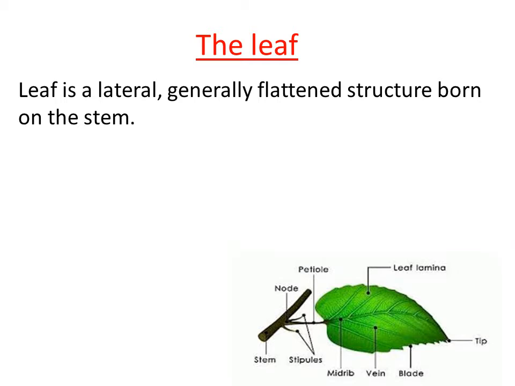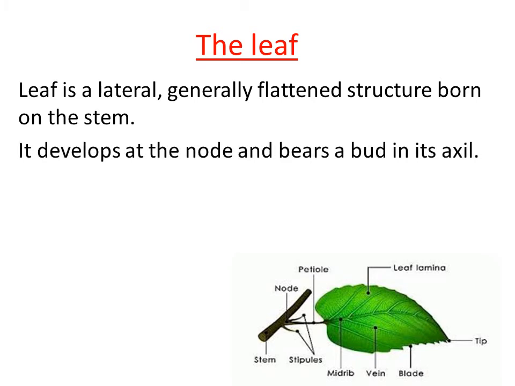Then which portion of the stem leads to the formation of the leaf? There is a particular point in the stem, and from that particular point the formation of the leaf takes place. That is nothing but a node. So the node is the region of the stem from where the formation of leaf or branches takes place. Right? So the leaf develops at the nodal region and it bears a bud in its axil. You can see the diagram. In the diagram, we can observe there is a particular point from where the leaf arises from the stem. That region is nothing but the nodal region.